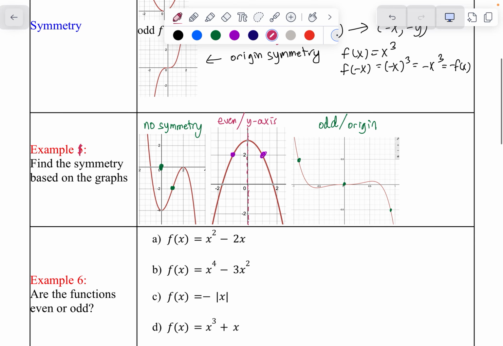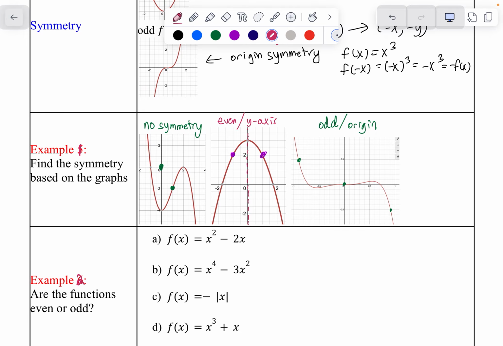Now, in example 2, we do want to make sure that we can identify it algebraically, okay? Any questions on how to look at it in the graph? Okay, we good with that? Okay. So let's check it algebraically.